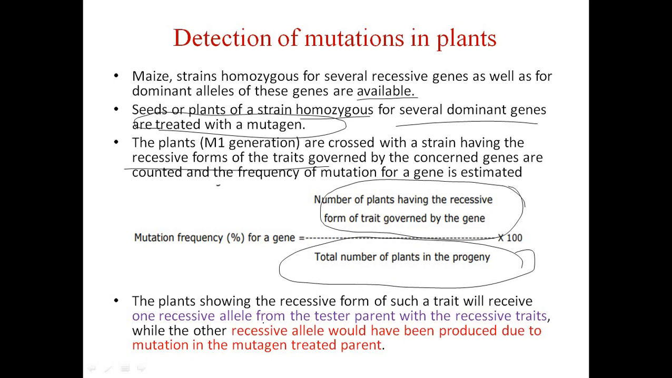The plants showing the recessive form of the trait will receive one recessive allele from the tester parent with the recessive traits, while the other recessive allele is due to the mutation in the mutagen-treated plant. This formula is helpful to detect mutations in plants, and maize is a good example to study this type of mutation because of the availability of genes, dominant as well as recessive.